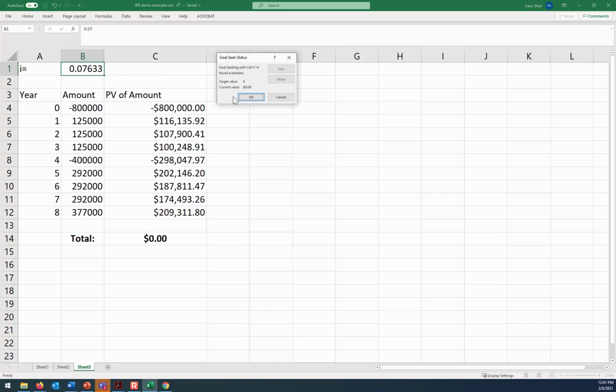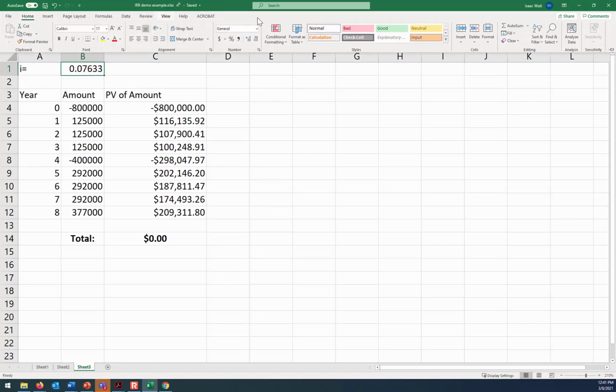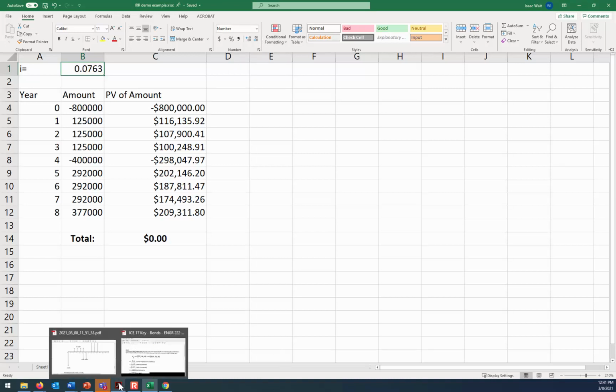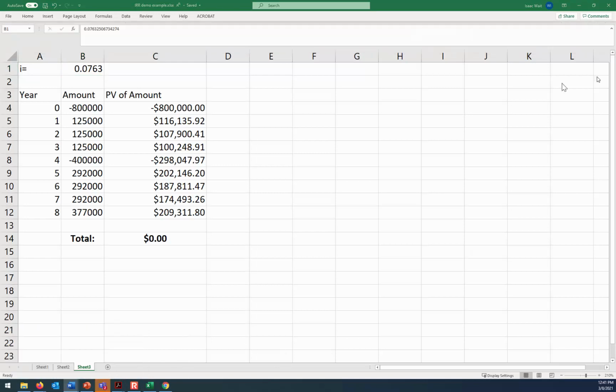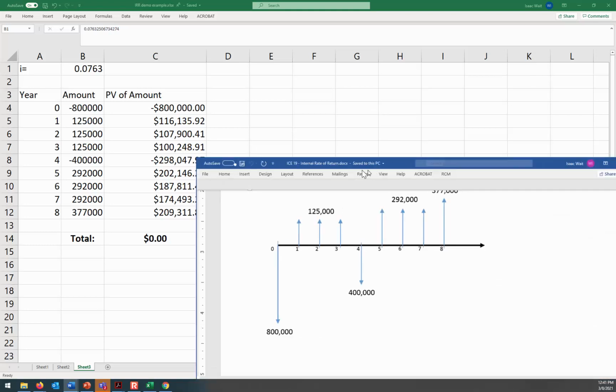Okay, click OK, and it'll go through, and you can see if you click on the cell, it has quite a lot of digits here. One of the questions came up in the chat box, how many should you quote it to? And I think what's reasonable is to 100th of a percent. And so to 100th of a percent would be 7.63%. So that's how you can calculate it, setting it up with the goal seek. But the handout also says try using the function that's called IRR.